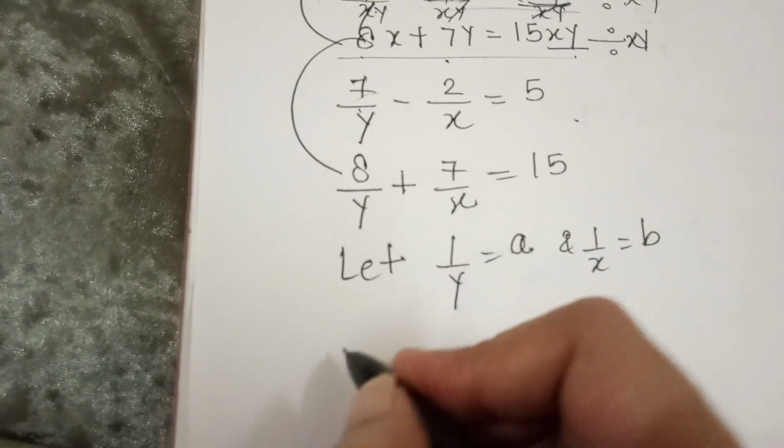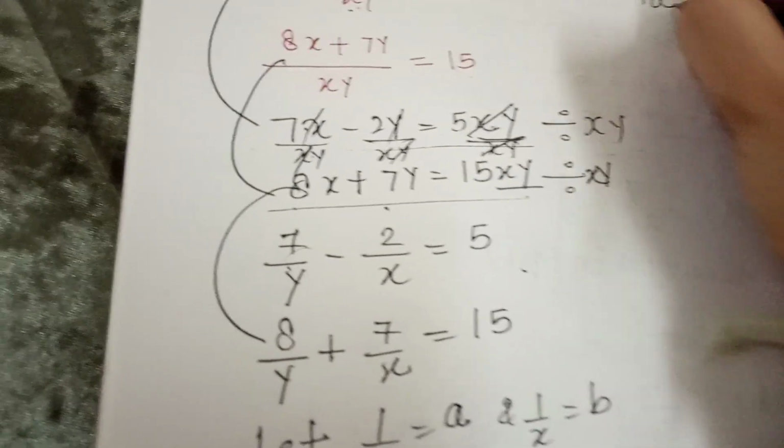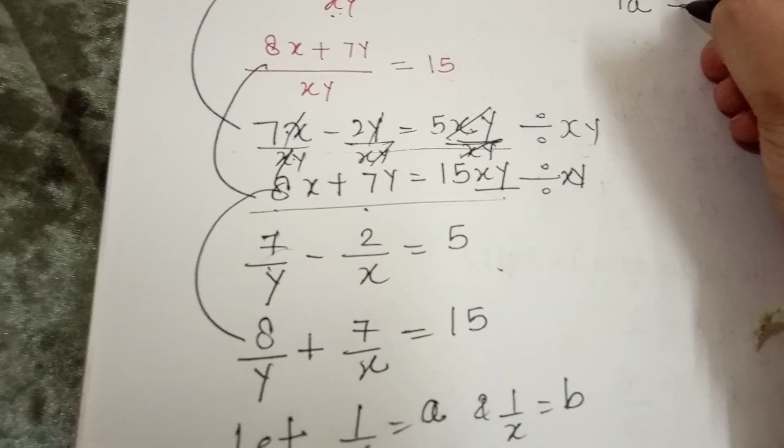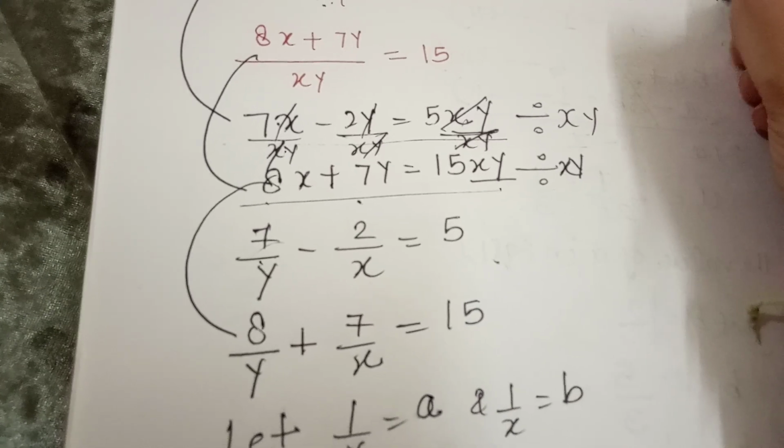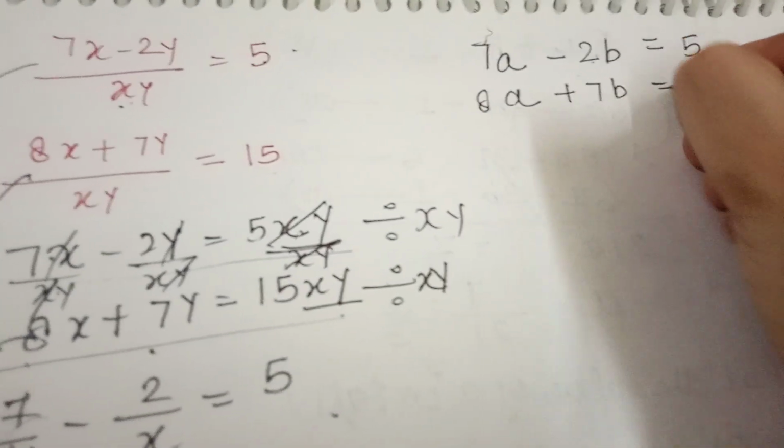तो ये हो जाएगी आपकी, यहाँ लिखते हैं 7 अपॉन वाई क्या हो जाएगी 7a minus 1 अपॉन एक्स is equal to b. So it will be 2b equal to 5 और 8 अपॉन वाई 8a plus 7 अपॉन एक्स plus 7b equal to 15. Now start using elimination method.